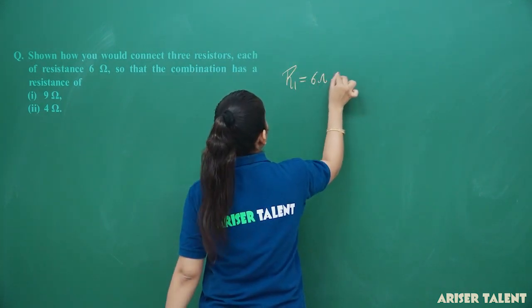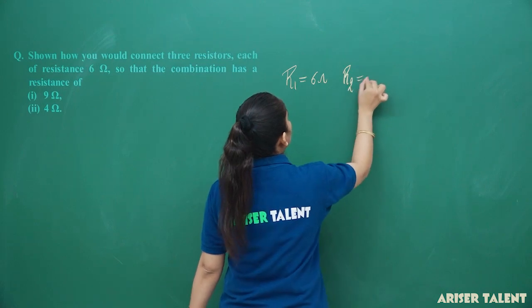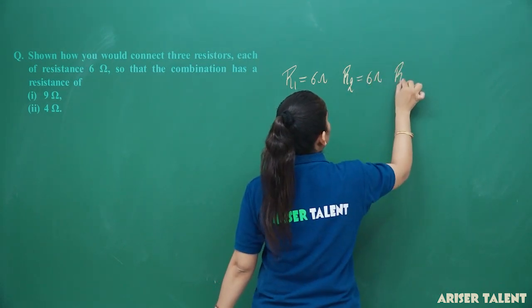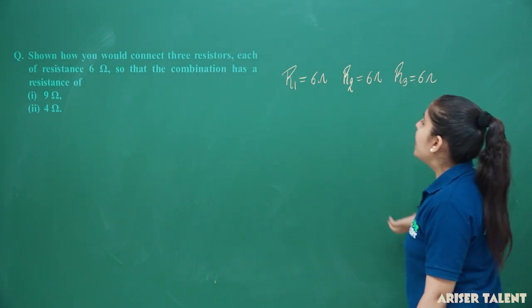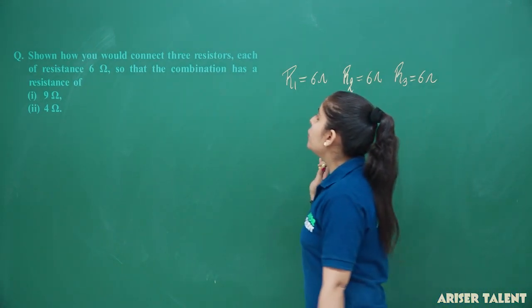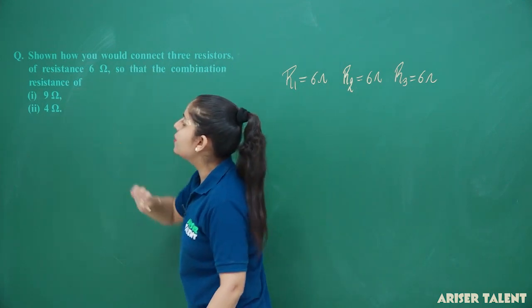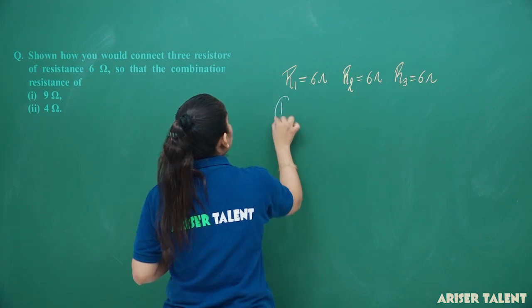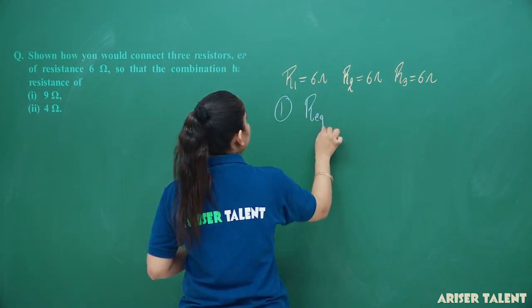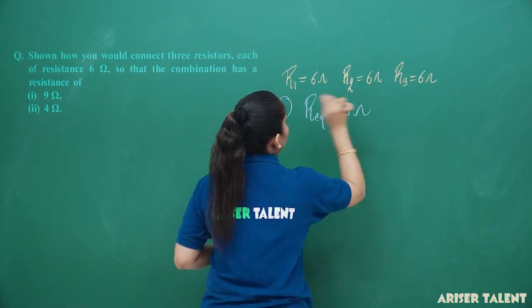R1 6 ohm, R2 6 ohm and R3 equal to 6 ohm. Now, make the combination like that. You will get the equivalent resistance in the first case equal to 9 ohm. You have to obtain the equivalent resistance in the first case, that is equal to 9 ohm.